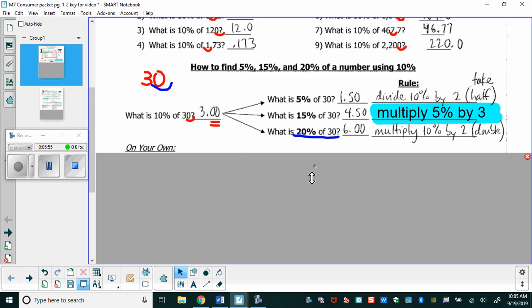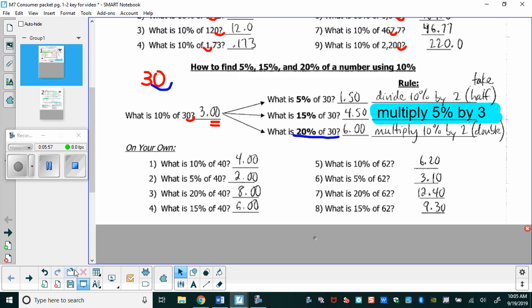All right, so now that you tried those on your own, let's check your answers. For 10%, you just move the decimal over once to get $4. Cut it in half, it'd be 2. Now 10%, if you double it, would be 20%, so 4 times 2 is 8. And 10 plus 5 is 15, so 4 plus 2 is the $6 for 15%.